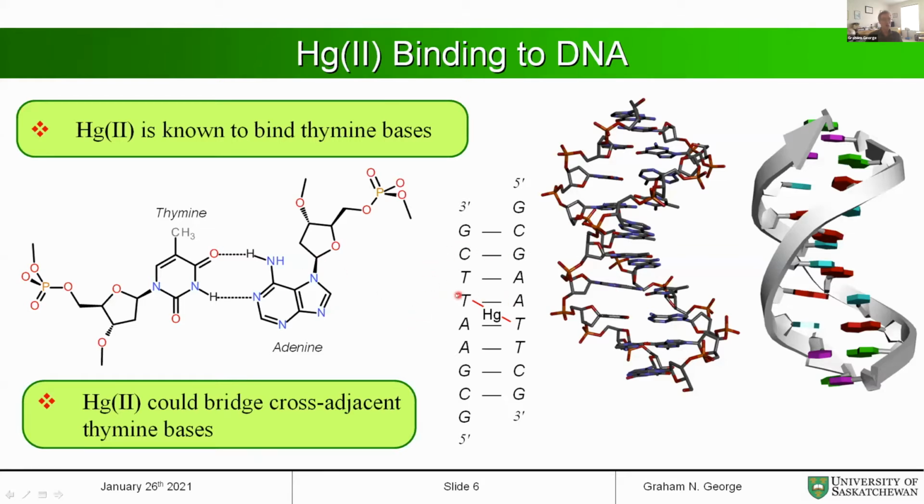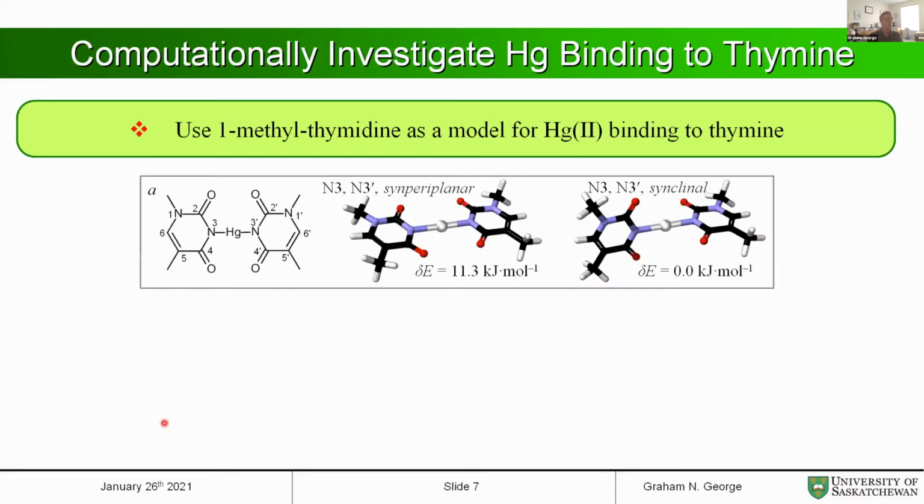And what's thought to occur is mercury is thought to be bound by cross-adjacent thymines. So here's a place in the middle of this DNA strand, where there's A on either side and T on either side, and it binds across the two thymidines or thymines. This is a cartoon of the thymine and adenine, and you can see thymine has this pyrimidine base with a nitrogen, an NH here, and two carbonyls on either side of it, and we'll come back to that in a minute. So we thought we would have a look at this and see how it bound.